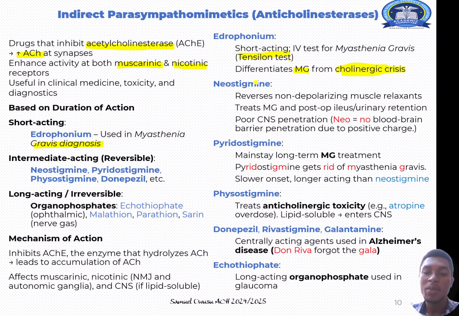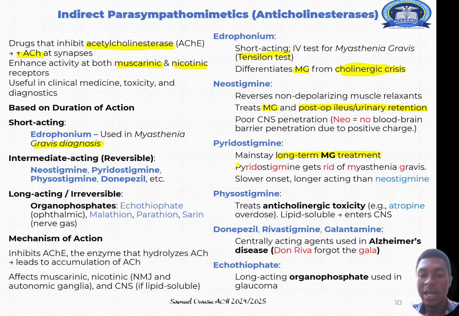And neostigmine reverses the non-depolarizing muscle relaxants. It's a reversible acetylcholinesterase inhibitor, and that is the one that is used in the treatment of myasthenia gravis. We can also use it in postoperative ileus and urinary retention. You want to remember this. Neostigmine, neo means no, so there is no blood-brain penetration because it has a positive charge, so there is poor CNS penetration. Then we have pyridostigmine, which is used as a long-term management of myasthenia gravis.